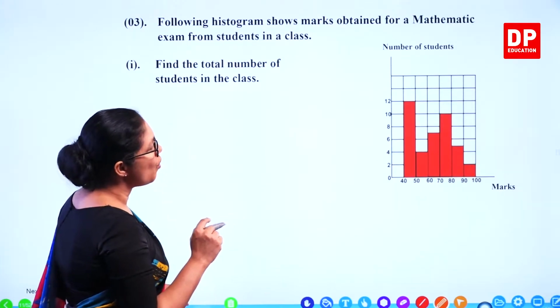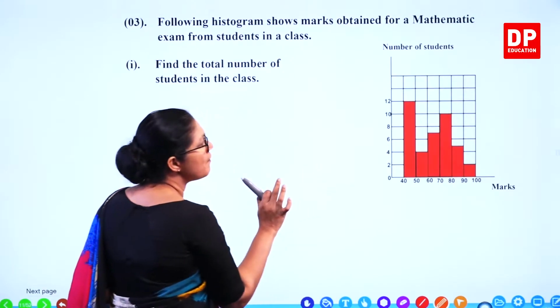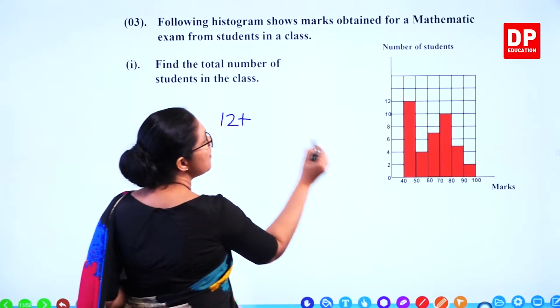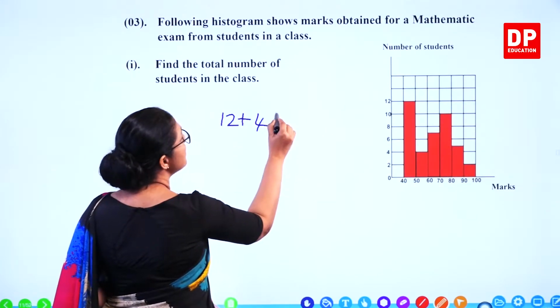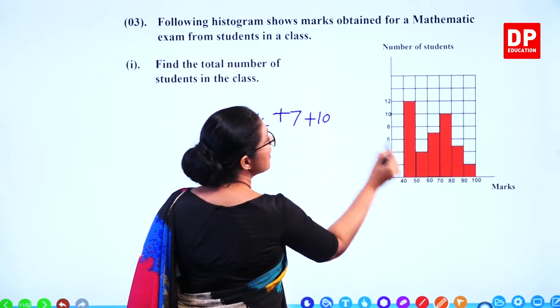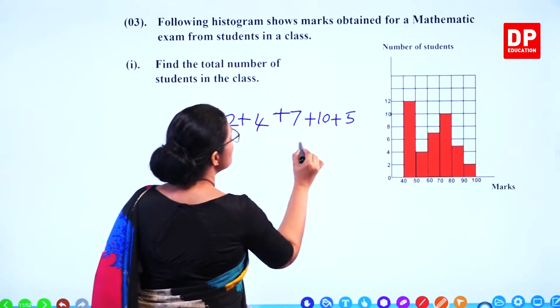How do you find out the total number? All bars are equal, so you can just read the values. So here 12, and the other one is 4. This one is 7 and 10. Here you get 5 and the last one is 2.